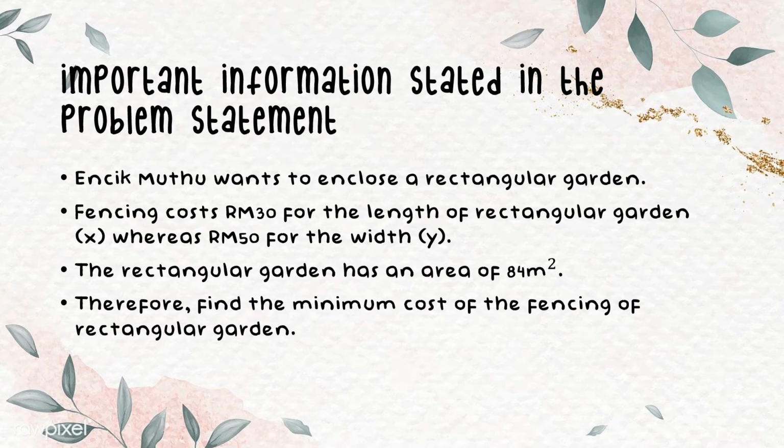So here is the list of the important information stated in the problem statement. First of all, Encik Mutu wants to enclose a rectangular garden. Next, we know that the fencing cost is RM30 for the length of the rectangular garden represented by x, whereas RM50 for the width that is represented by y. The rectangular garden has an area of 84 meters square. Therefore, find the minimum cost of the fencing of the rectangular garden.